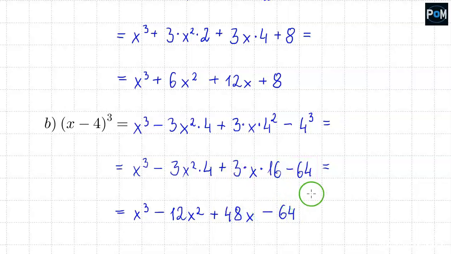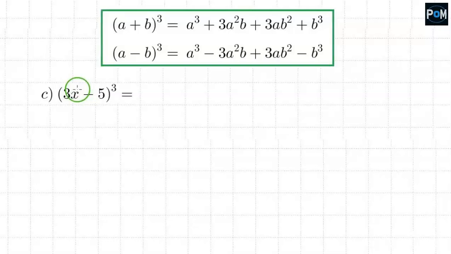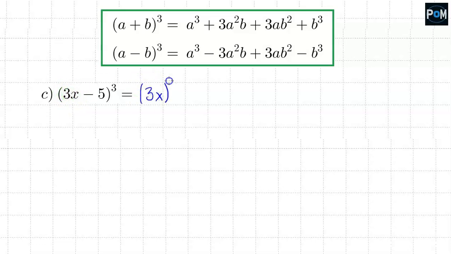End of example B. In example C, we go a step further because our a is the expression 3x. Here you need to be careful, and you need to write parentheses. We use this formula because here we have a minus. We start with a cubed, meaning this to the power of 3, and it must be written in parentheses. This is a cubed. Then we have minus 3 times a squared, which needs to be again those 3x written in parentheses, except this time squared.